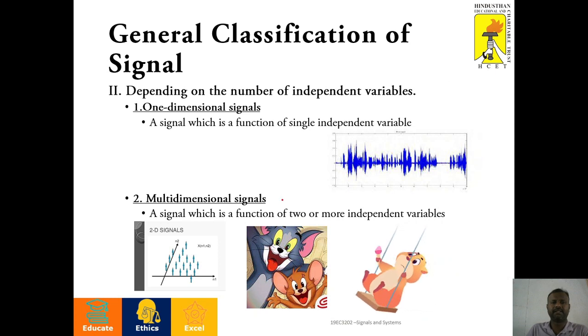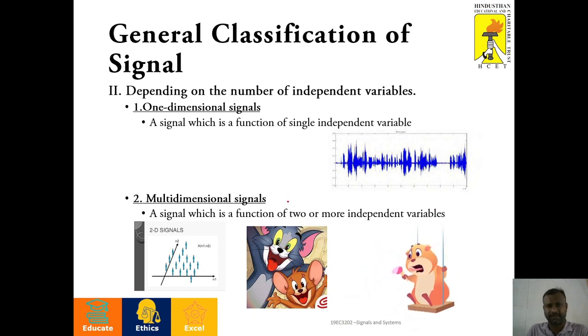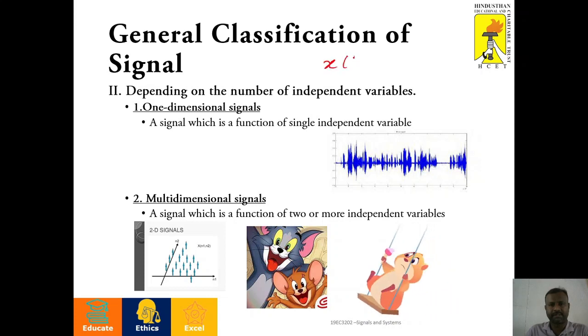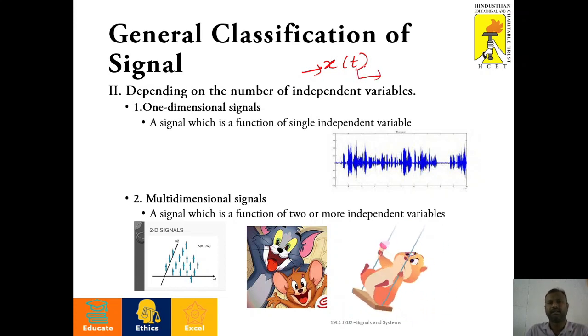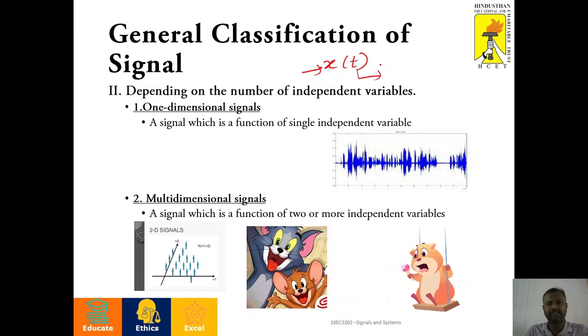The second category is depending on the number of independent variables. For example, if any signal is represented as x of t, here x is the amplitude or the name of the signal and t is the independent variable. Here we have only one independent variable, which is t, time. Hence this is called a one-dimensional signal.